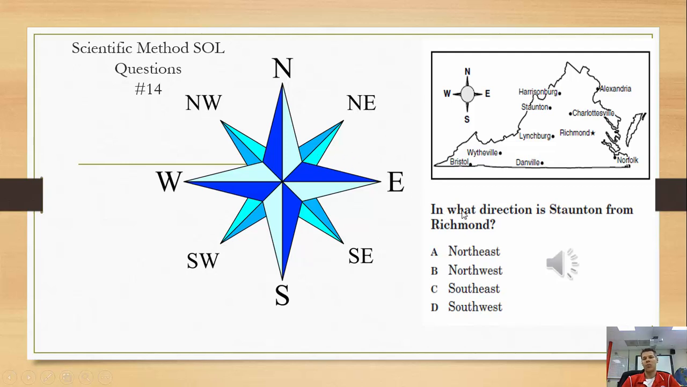In what direction is Staunton, right here, from Richmond? So in order to get to Staunton from Richmond, we would have to go this direction. Should be the same as this direction. So our best answer here is B, northwest.